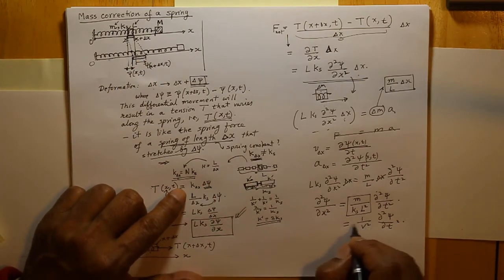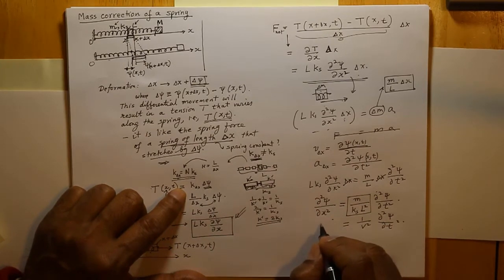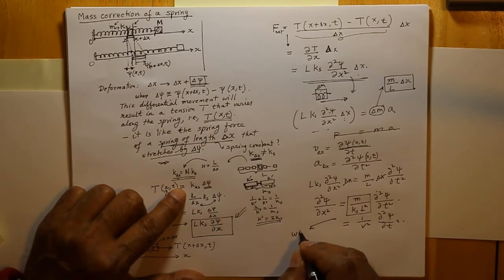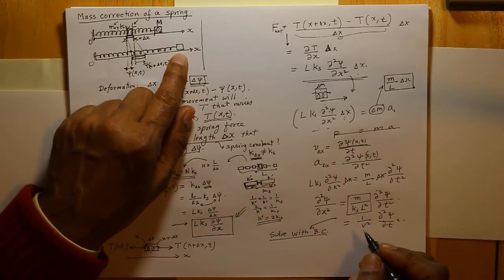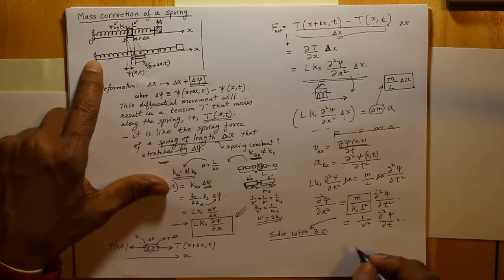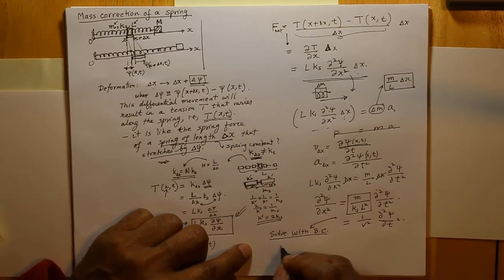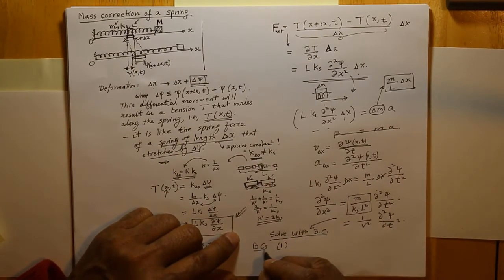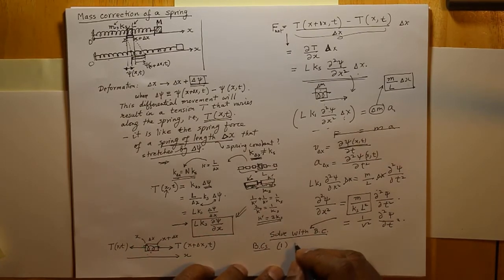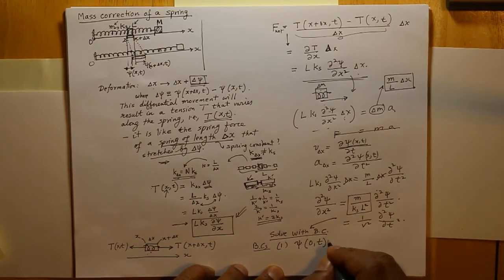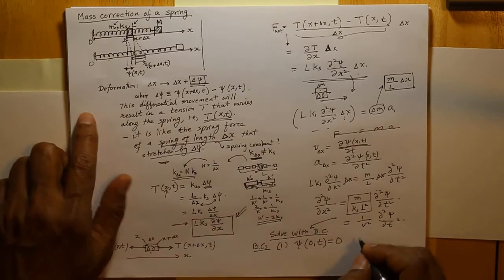So we need to solve this equation with boundary conditions. So what are the boundary conditions here? Well, the boundary conditions will be at the very left end. On the left end, we are going to get psi at 0 at all times should be 0, because the support is a fixed support.